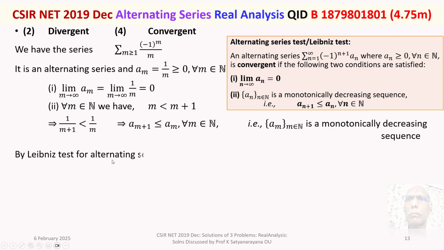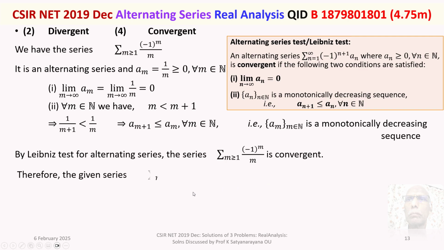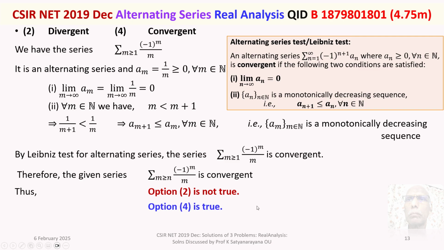Therefore, by the Leibniz test for alternating series, the given alternating series, sigma m greater than or equal to 1, minus 1 to the power of m by m, is convergent. Therefore, the given series, sigma m greater than or equal to n, minus 1 to the power of m by m, is also convergent. And option 2, that it is divergent, is false. So, thus option 2 is not true. Option 4 is true. Summarizing all the options, the answer to this question is option 4. That is the detailed discussion of the solution of this problem.